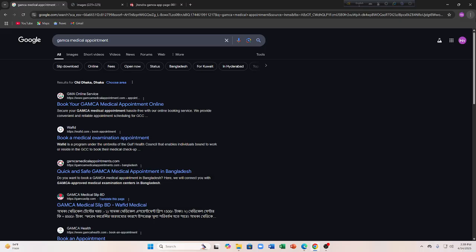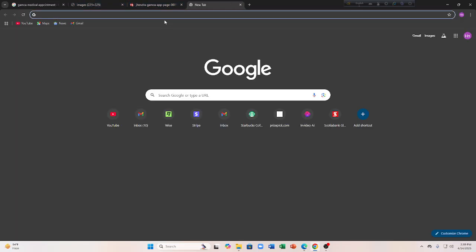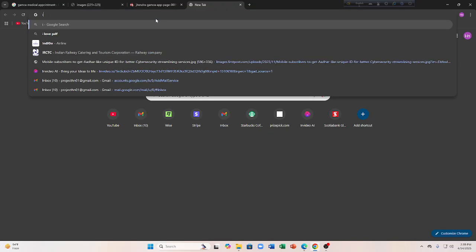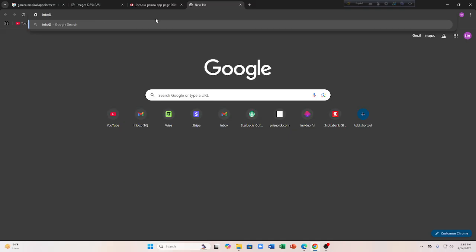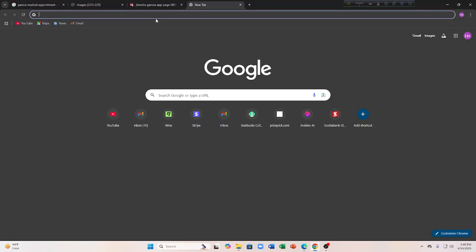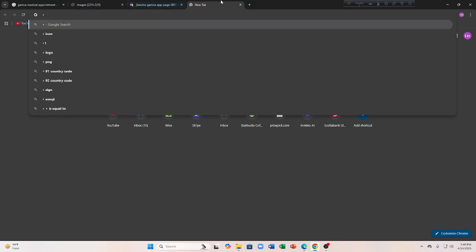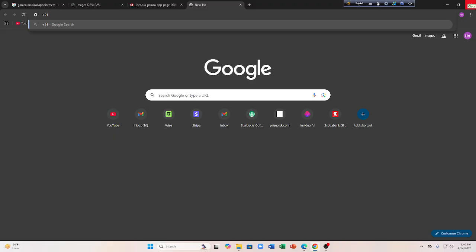Their email address is info at the rate of GAMCA medicalappointments.com, and also their phone number is 919488072911. You can contact them through these addresses.